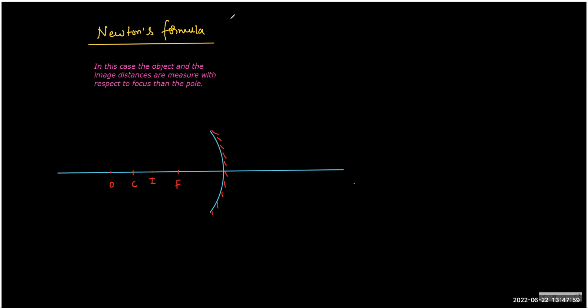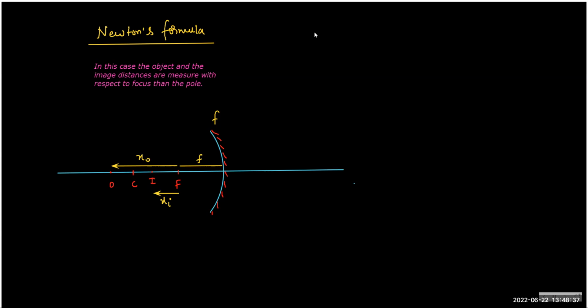So what is the distance of the object from F? We call this xo, the object distance. And the distance of the image from F is how much? Let's call it xi. And this distance is anywhere, we know. If the focal length of the mirror is F, this is actually F in length.